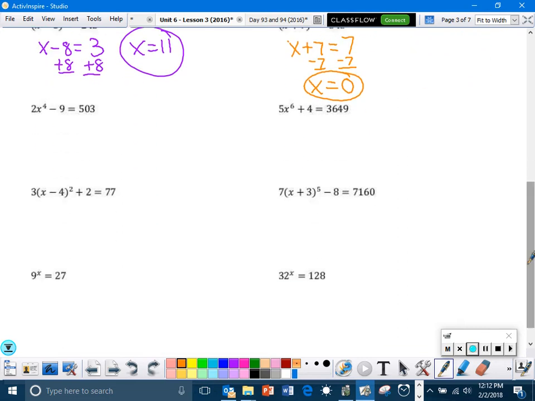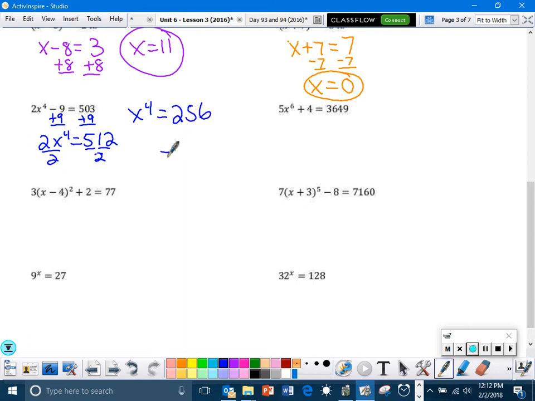So again, each example has something a little bit different, so make sure you follow along carefully as we go through these. Okay, the next one. We have 2x to the 4th minus 9 equals 503. Okay, there are no parentheses, so we need to first add 9. So 2x to the 4th equals 512. Divide by 2. So now we have x to the 4th power equals 256.